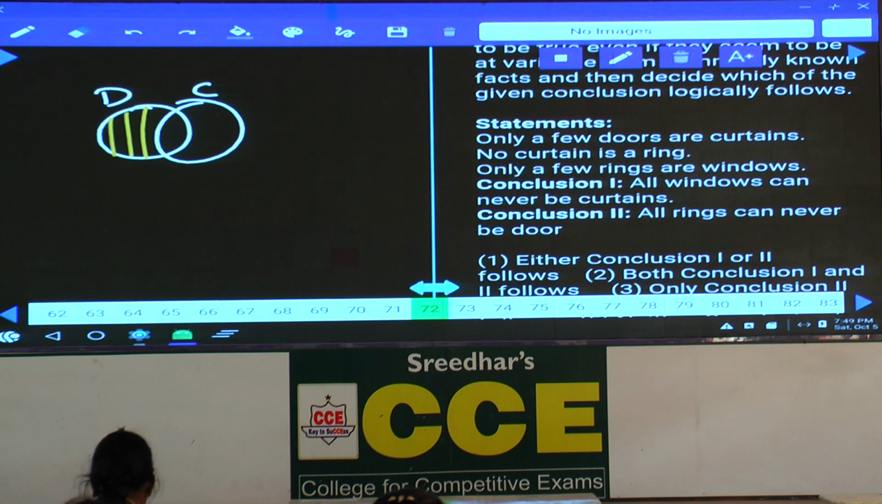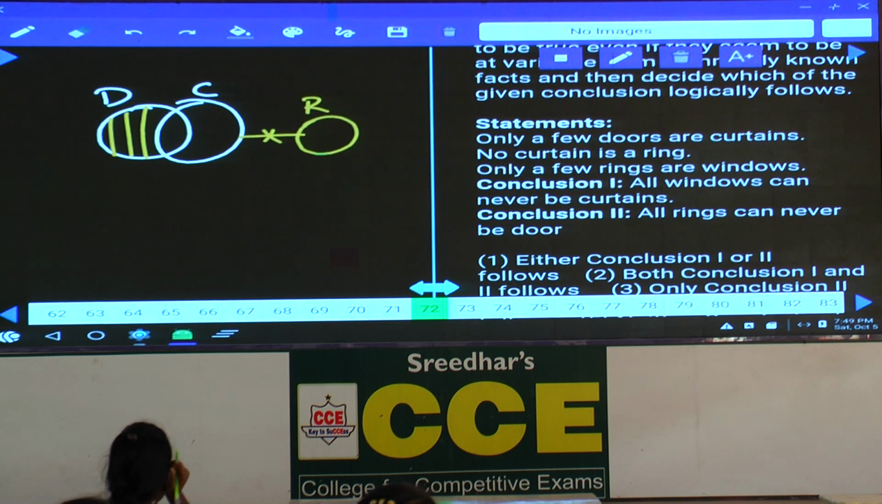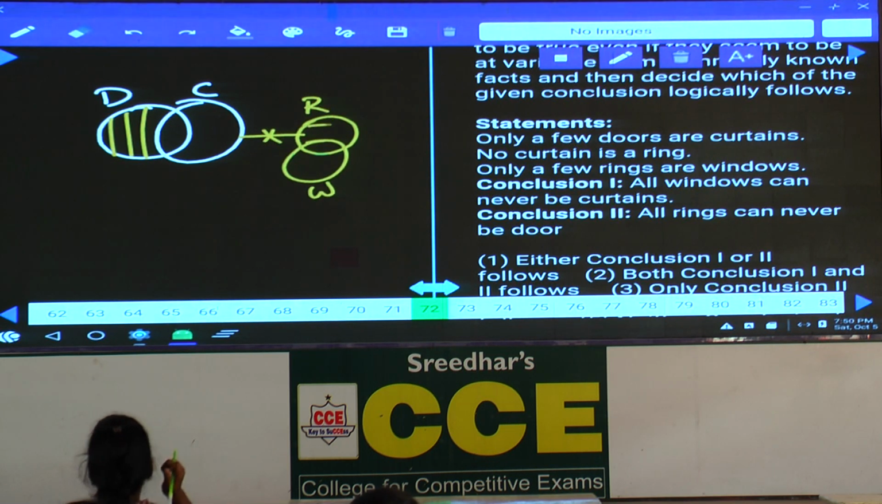Yesterday we had discussed about this, only and only few. And only few doors are curtains, no curtain is a ring. No curtain is a ring means no intersection between a curtain and a ring. And next one, only few rings are windows. Only some of the rings are windows means all rings cannot be windows. That means there are some rings which are not windows.